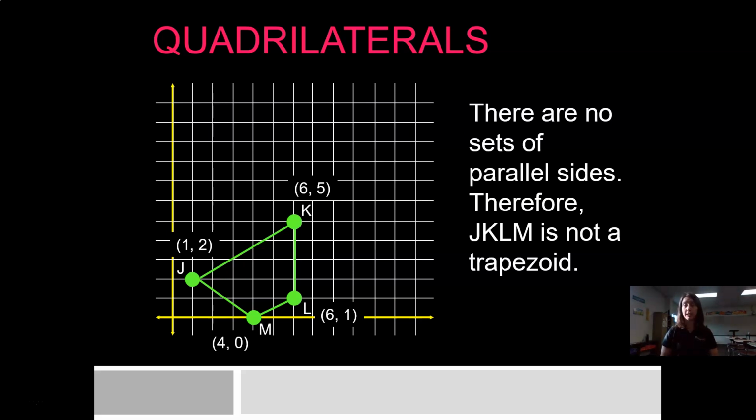So as you do your questions tonight, again, if there's not a picture, draw a picture out. What are you looking for? If it asks you to identify that you have a parallelogram, you need two sets of parallel sides. If you're identifying, do I have a trapezoid, then you would just need one set of parallel sides.